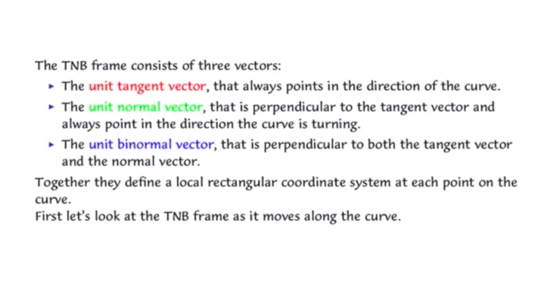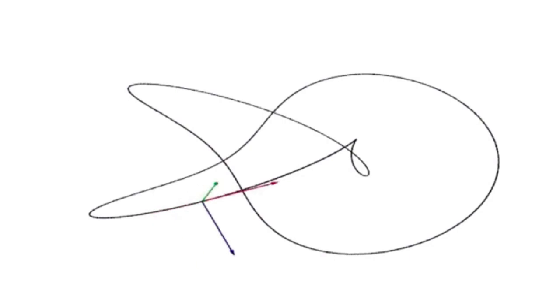So we're going to look at it as it moves along. Which is which? Red is what? Unit tangent. Blue is? Which is blue, normal or binormal? Binormal. I think blue is binormal, right? Green is the normal vector.